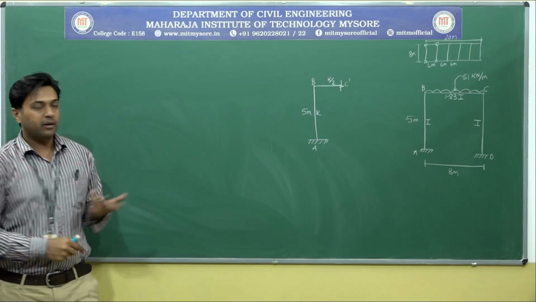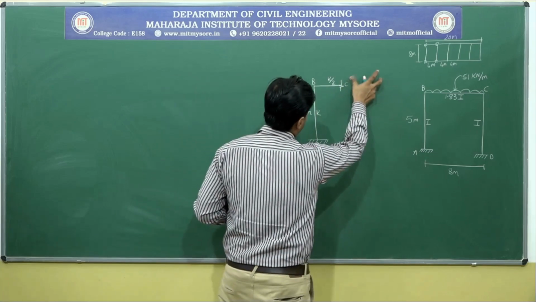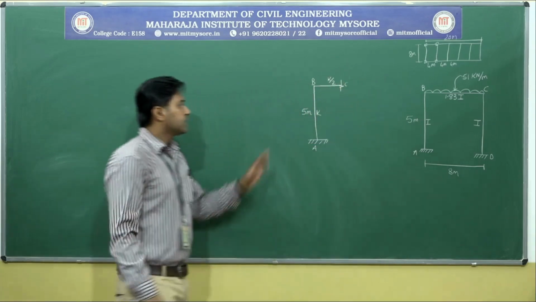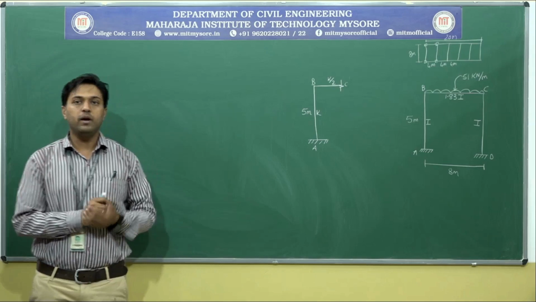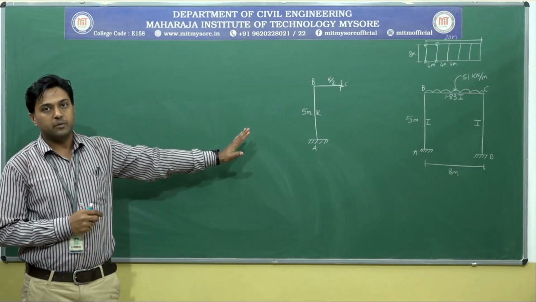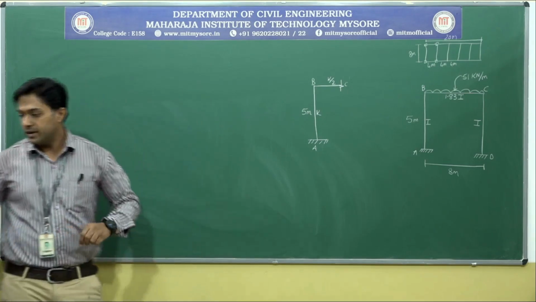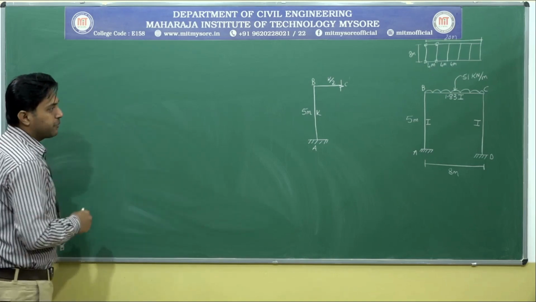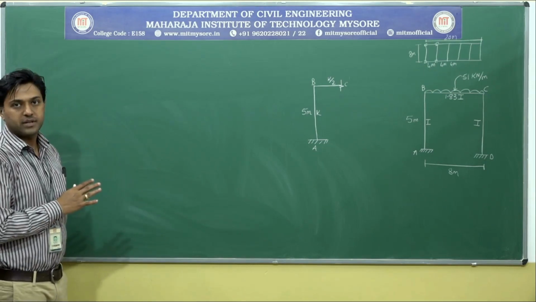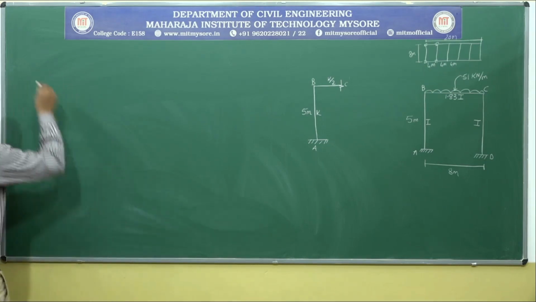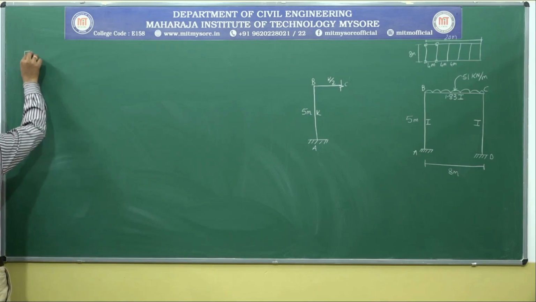Okay? So now, instead of calling it as C dash, we will call it as C only. So this is how we need to take the diagram. Okay? So now what I will be doing is, let me calculate the fixed end moments. I think you people know all those things. Yes or no? Let me calculate the fixed end moments.